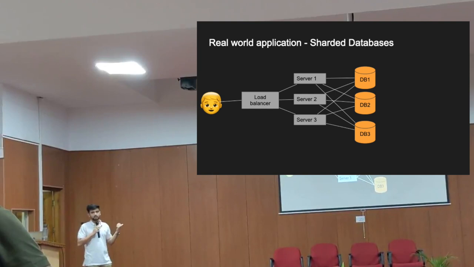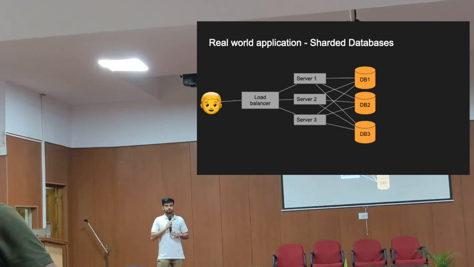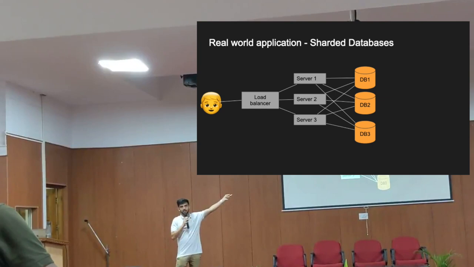And another thing is sharded databases. This is similar to how you kept each counter for each different fruit, right? Since we're talking about Swiggy only, I'll take the example of Swiggy. You can keep one database for Jen. One database.